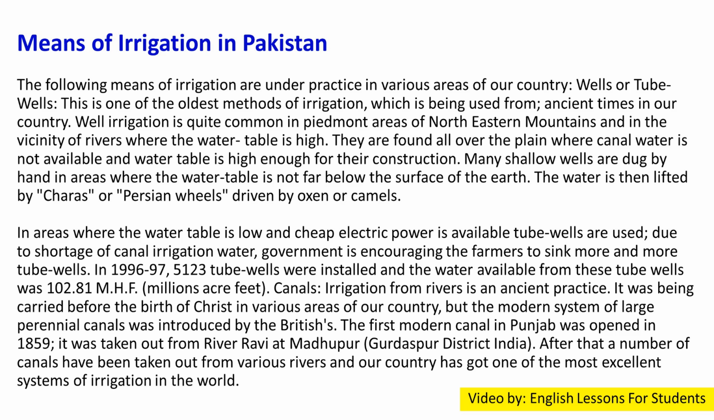Canals. Irrigation from rivers is an ancient practice. It was being carried out before the birth of Christ in various areas of our country, but the modern system of large parallel canals was introduced by the British. The first modern canal in Punjab was opened in 1859. It was taken out from River Ravi at Madhupur, Gurdaspur district, India. After that, a number of canals have been taken out from various rivers, and our country has got one of the most excellent systems of irrigation in the world.